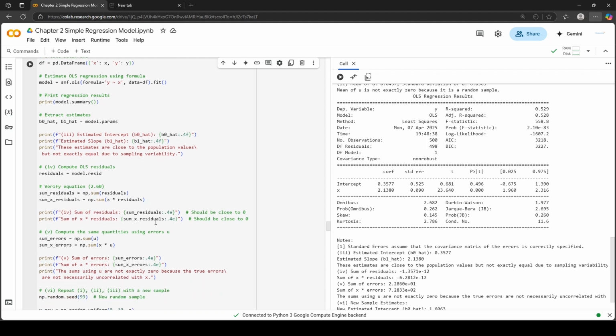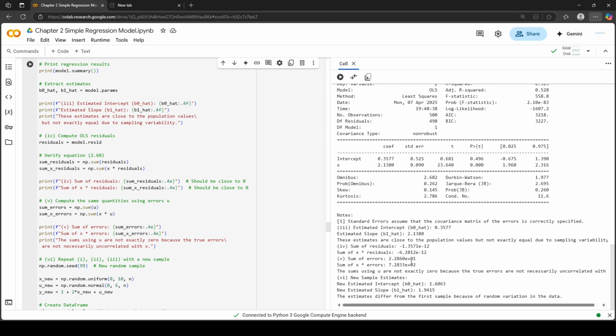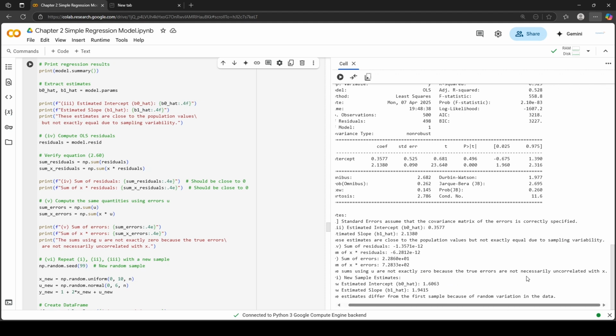Now the question says to compute the same quantities using errors. The errors are mentioned in the population regression model. So the sum of errors is np.sum(mu), and the sum of errors multiplied by the explanatory variable is np.sum(x multiplied by mu). The sum of errors is a positive number, something like 2.28, and the sum of the product of errors and explanatory variables is also a positive number. So why is it not 0? The sums using mu are not exactly 0 because the true errors are not necessarily uncorrelated with x in the sample.